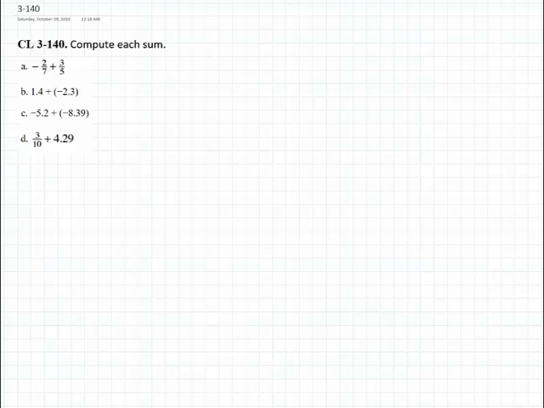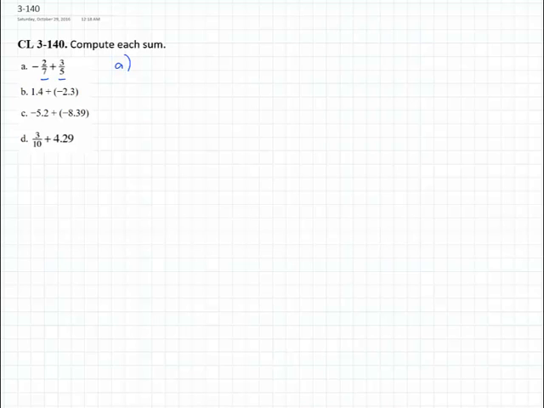Okay, 3-140, computing the sum. Okay, so let's go ahead and work with A first. A is fractions. Okay, we notice that the denominators are unlike, or they're different. So we need to have the same denominators. And how do we do that? How do we have the same denominators?